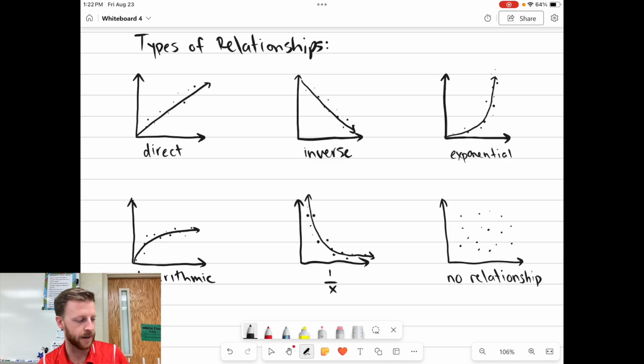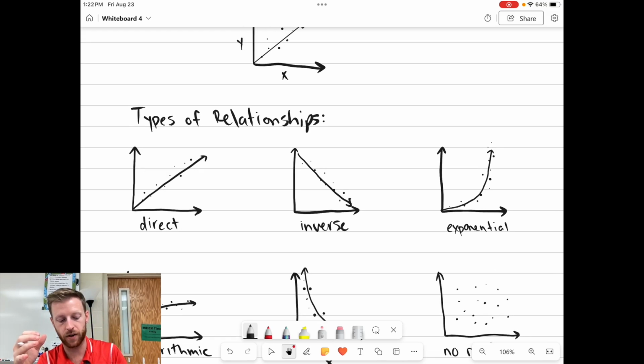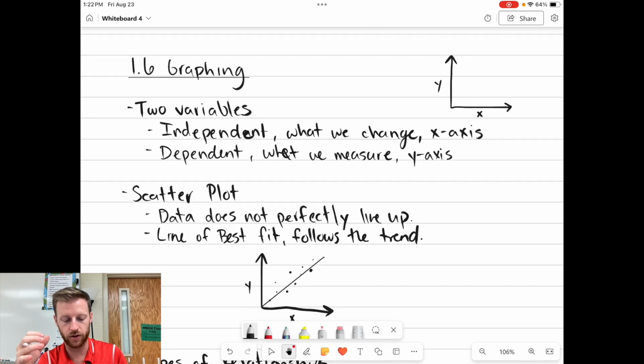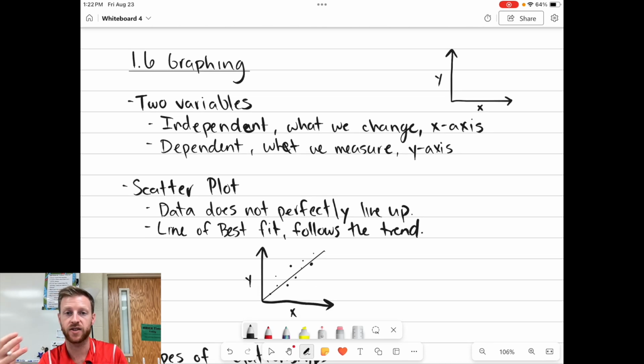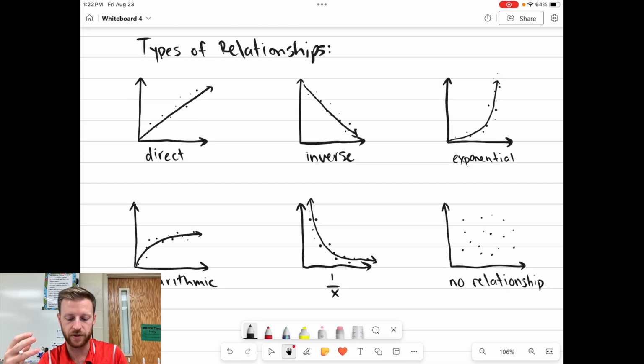And so we have these 6 types of relationships. What you're going to do in class is try and find the correlation between some data that you're given. You're going to have almost every type of graph on there, and it's just important that we know, one, how to graph. And we talked earlier on what graphs look like. We have our variables on the x and y axes. We talked about the types of relationships.